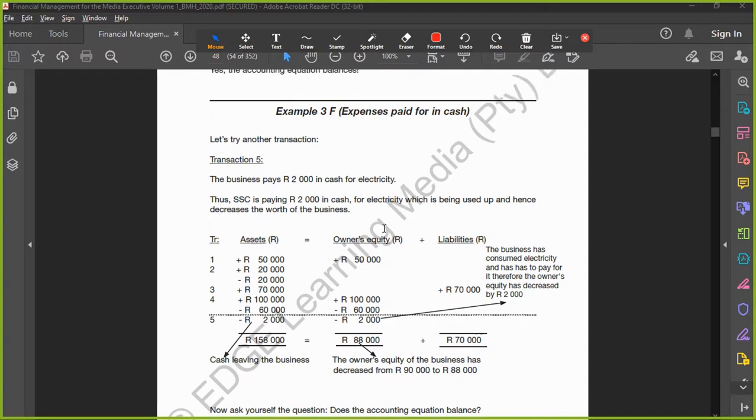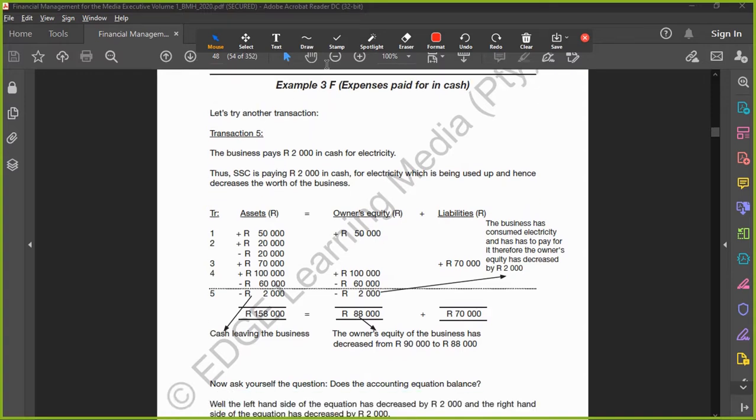And then we have another example to complete. Example number 5, transaction number 5. What's happening here? Well, the business pays 2,000 Rand in cash for electricity. So what happened? We paid. If I pay, bank is going to be affected. The bank we know is an asset. If I'm paying someone, I'm obviously going to use money, so my money will decrease. Assets will decrease. Look how easy that is.